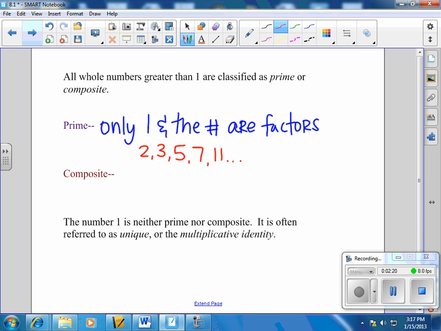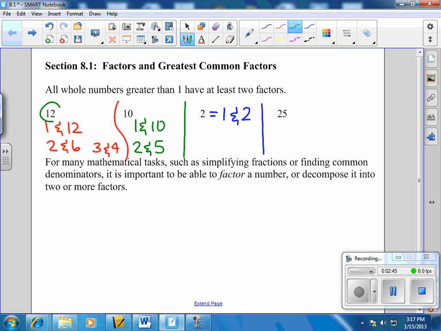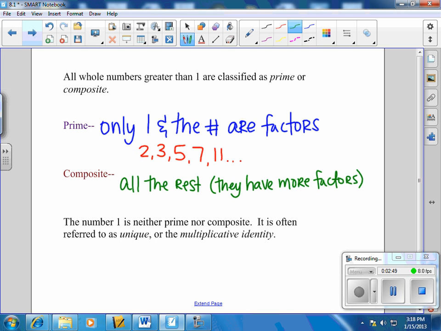Composite means that it's composed of or made up of more than 1 factor. So composite numbers are all the rest. They have more factors. So an example would be any of these other numbers that we had up here. 12, 10, and we didn't do 25, but 25 would also be a composite number.